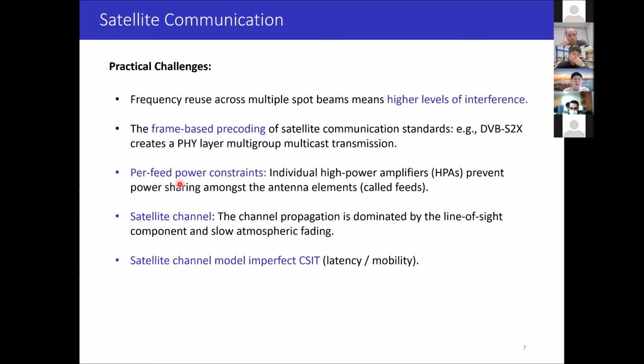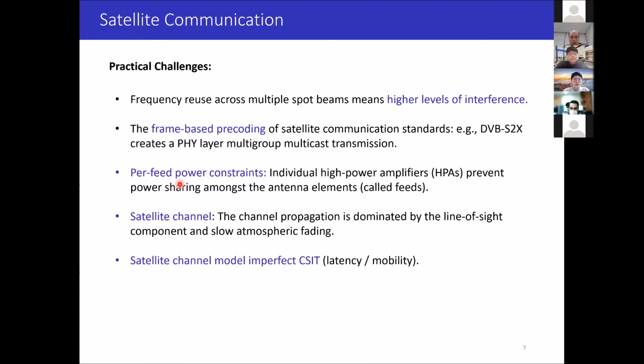So you have a per feed power constraint because the power sharing among power amplifiers among the antenna elements is very complicated, obviously. People in satellite are extremely cautious about the effective use, or efficient use, of power. And so here we don't play with a total power constraint, but more with a per feed power constraint. You can relate this in terrestrial, that would be, for instance, the per antenna power constraint.